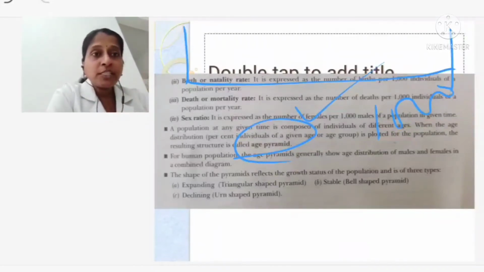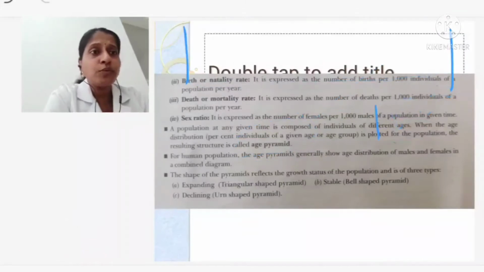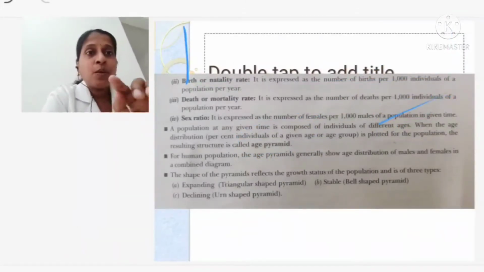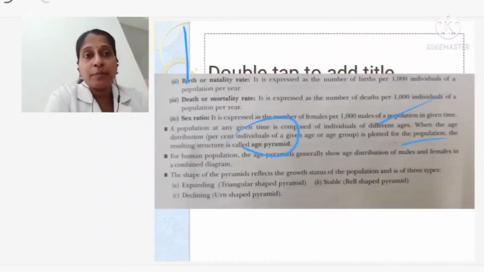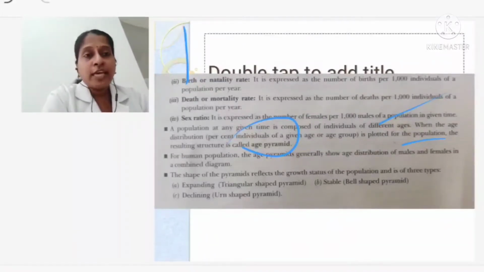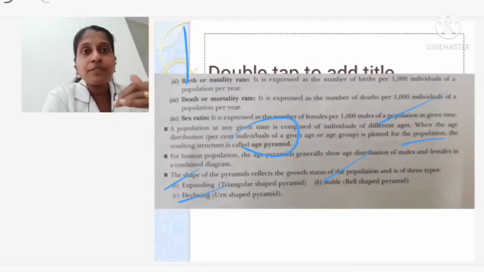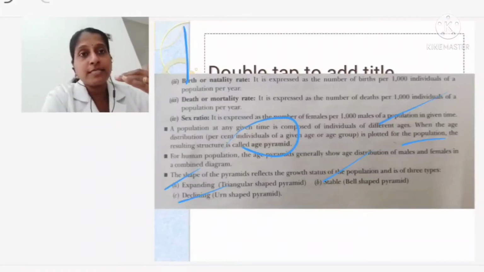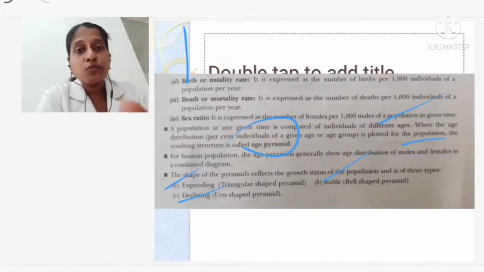Okay, so what is an age pyramid? A population at any given time is composed of individuals of different ages. When the age distribution is plotted for the population, the resulting structure is called as what? The age pyramid. So based on the different age groups, if I am plotting a graph, I am getting a structure. That structure we call as what? The age pyramid. Okay, so the age pyramid can be of expanding type, a stable type, or a declining type. How? That's what we are going to see.